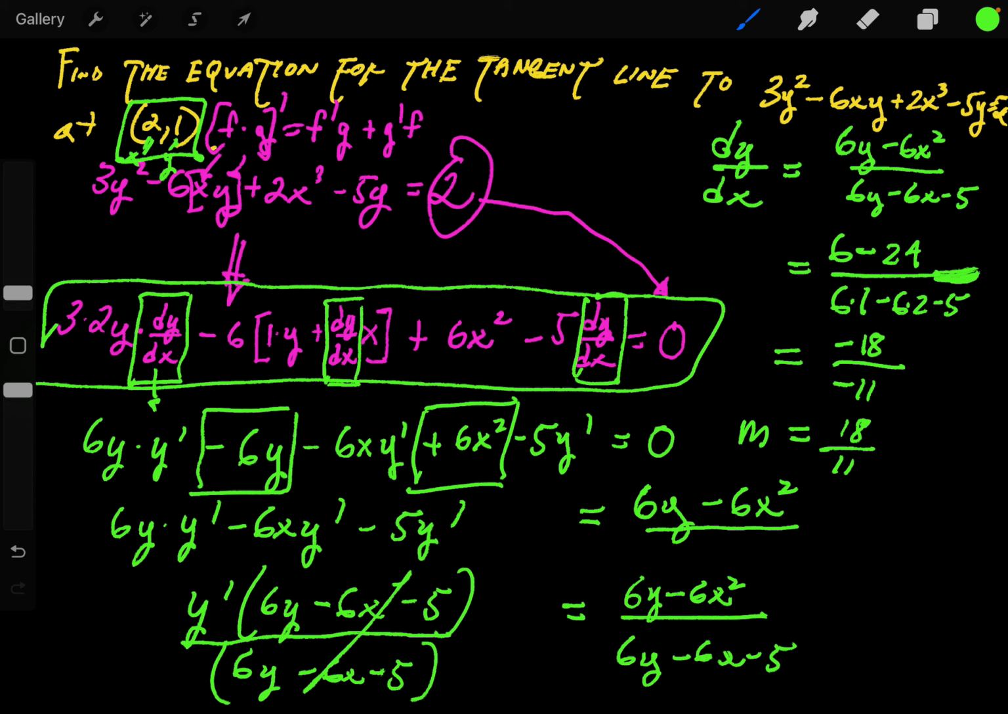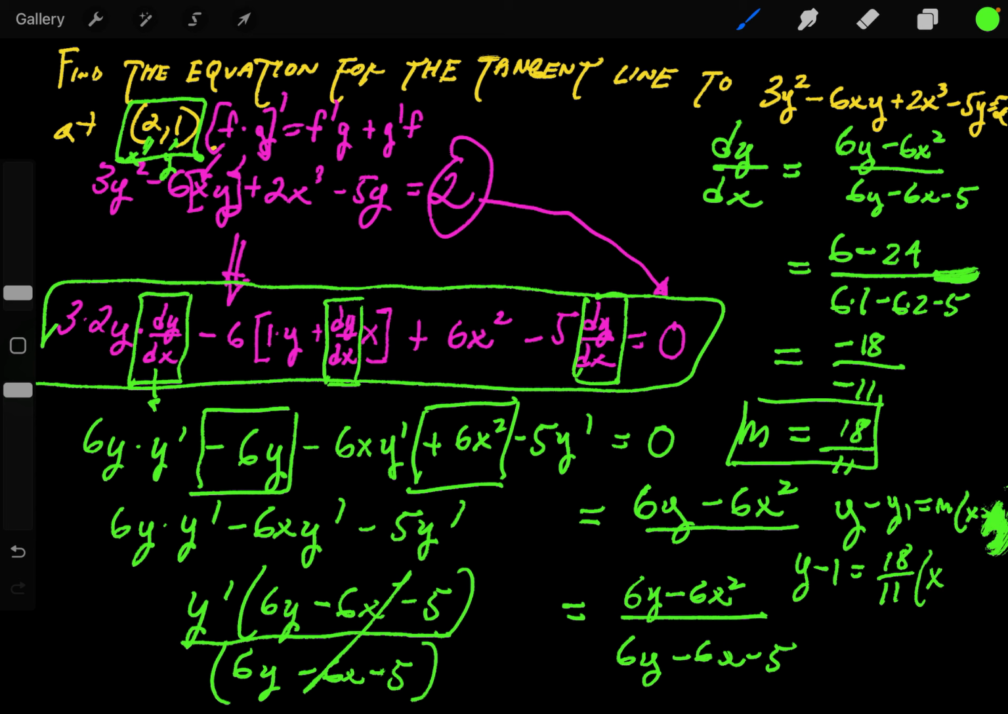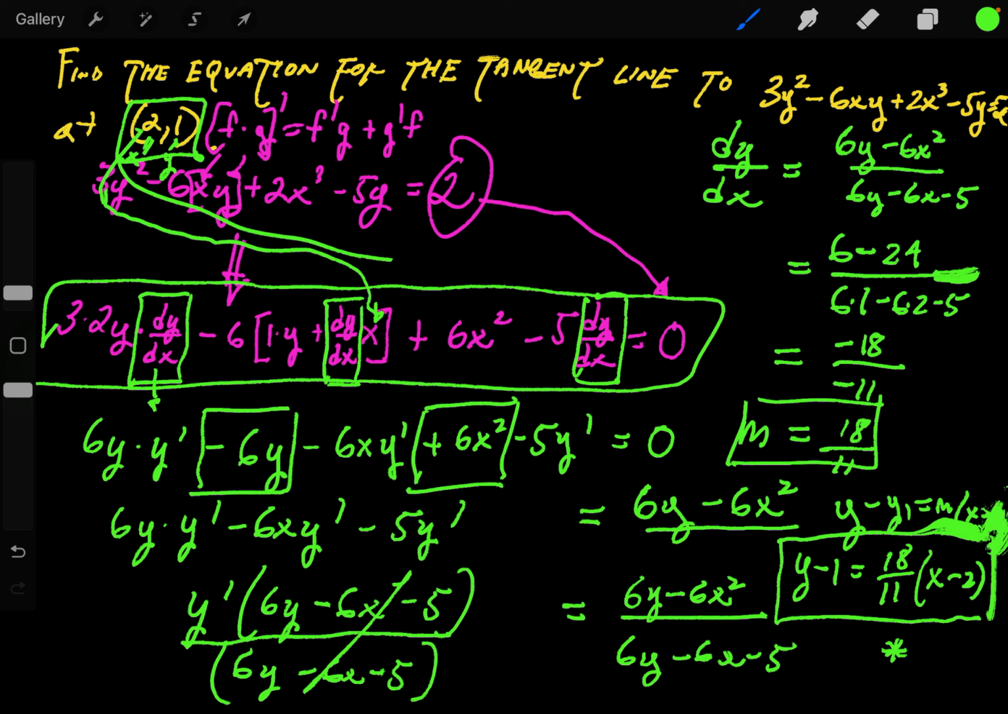What you now do is write the equation of the line at this point. So you have a point and you have slope. So y minus y1 is equal to m times x minus x1. Y minus 1 is equal to the slope, 18 over 11, times x minus 2. And then this is the equation of the tangent line, and you're done. Again, you could have just plugged in 2 for x over here and over here, and then solved for dy/dx. But you could also do it this way.